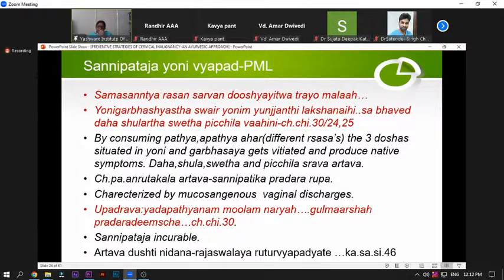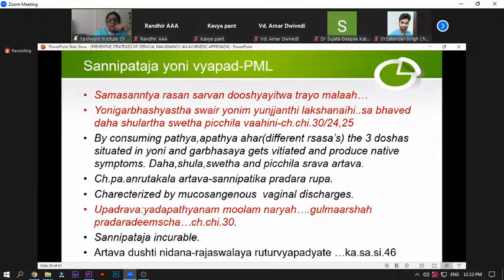Characterized with pre-malignant lesion, this type of features you can see, and if it is not treated in time, can lead to upadravas like Yonivyapada, Moola, Nari, Gulma, Arsha, Pradara and so on. So it can lead to Gulma, Arsha. Gulma is also considered as one of the malignant conditions. So a pre-malignant lesion not treated can lead to the malignant condition.